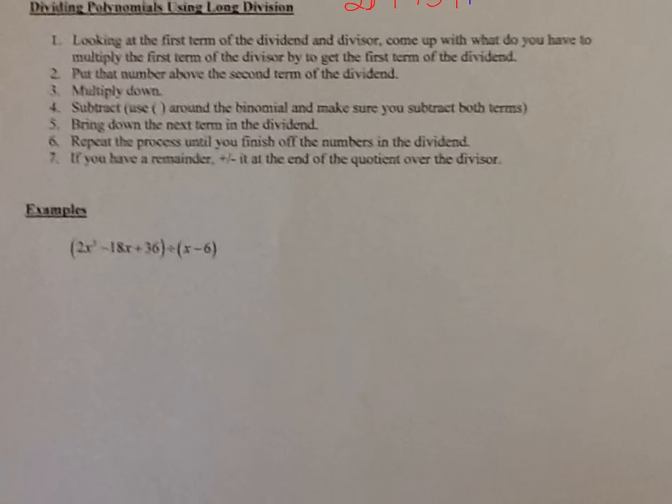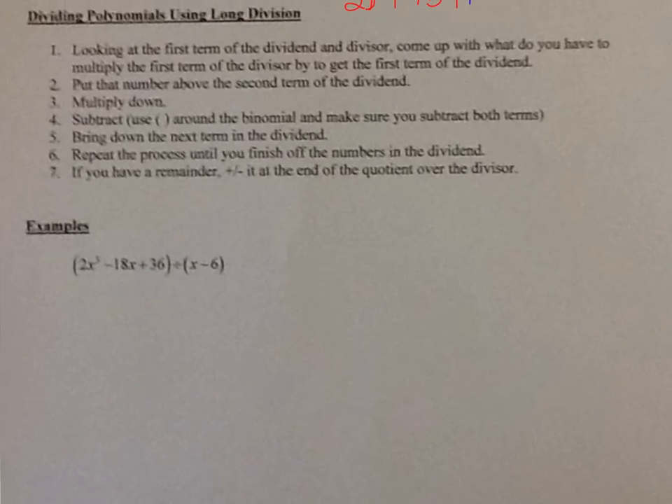So I already wrote down the steps for you, so you don't have to write them because it's a lot of steps. So let's just take a look. It says, looking at the first term of the dividend, that's what's under the bar, and the divisor, come up with what you have to multiply the first term of the divisor by to get the first term of the dividend. Put that number above the second term in the dividend and then multiply down. All right, so let's see what we have here. Let's take a look at the first one. We have 2x to the third minus 18x plus 36 divided by x minus 6.